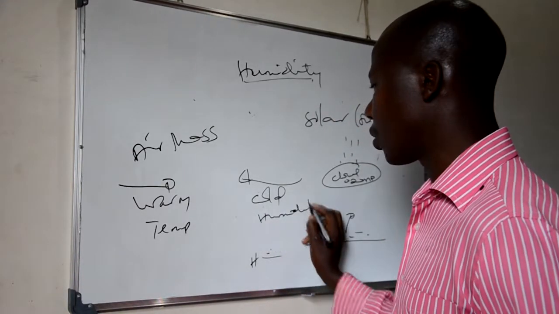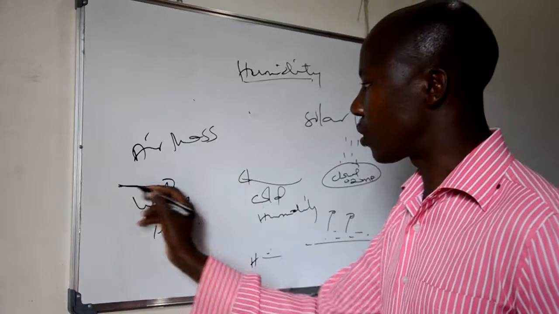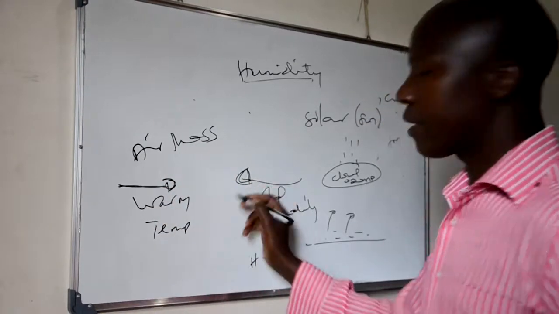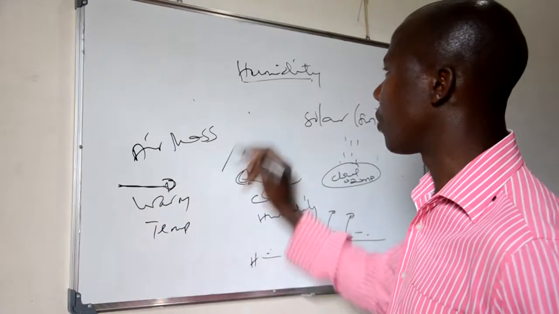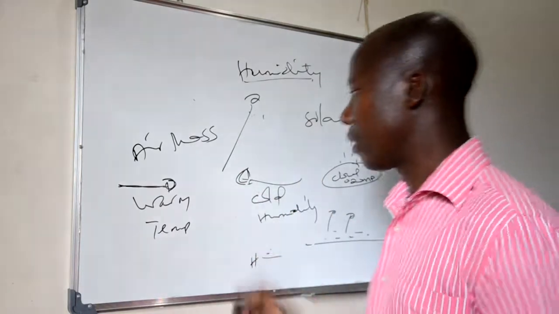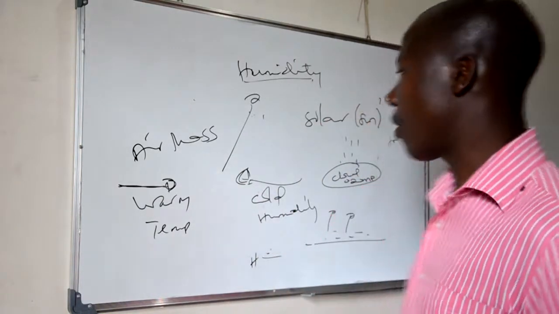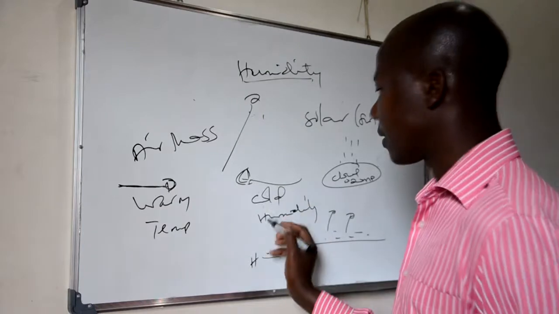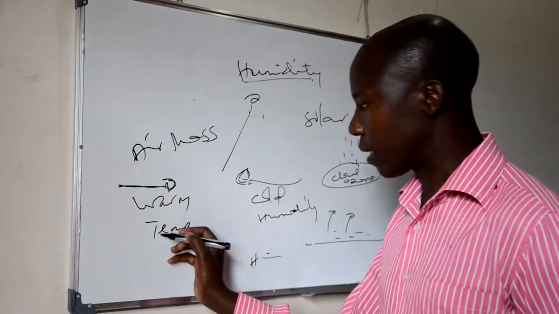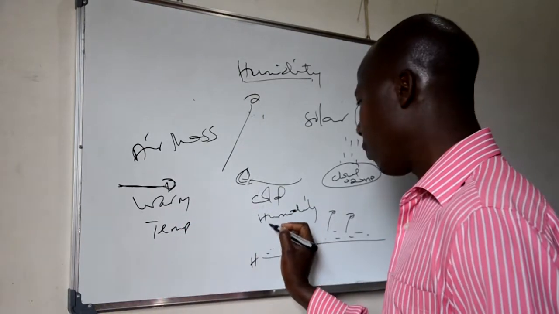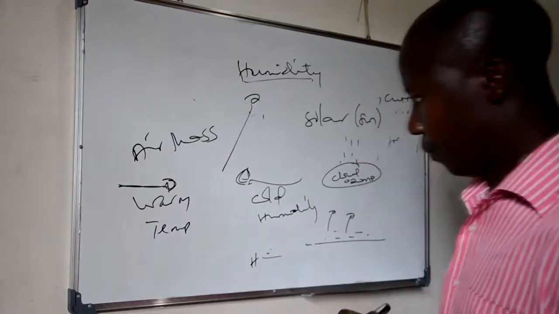Therefore, wherever these winds meet each other, it might cause the formation of humidity, because these winds or air masses have different characteristics. Some of them have high temperature and some of them have humidity.